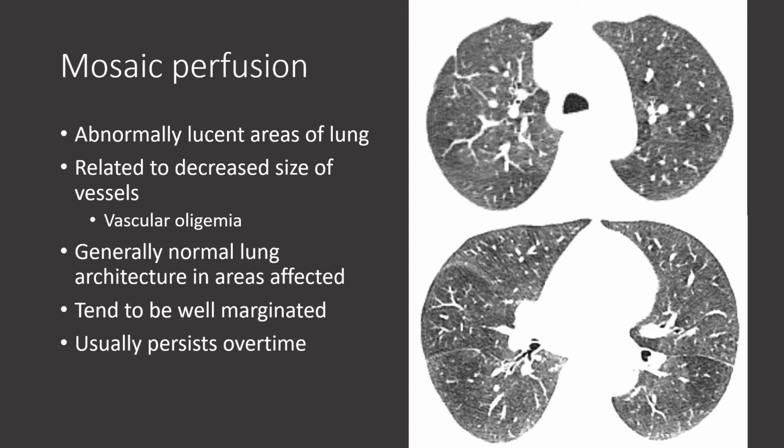Often mosaic perfusion and mosaic attenuation, these terms are used interchangeably. An example of mosaic perfusion is seen on the right. Notice how there is both dense and lucent lung. However, note how the vessels are smaller in size and appear less numerous in the lucent lung when compared to the denser lung. This implies that the lucent lung is abnormal and reflects mosaic perfusion.